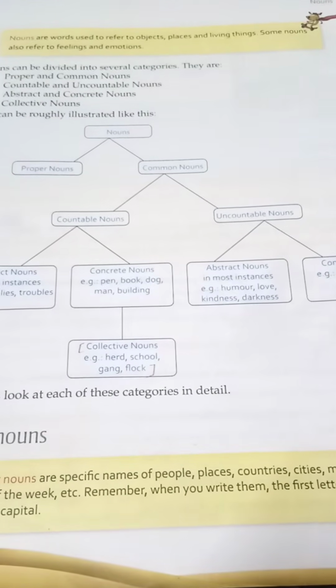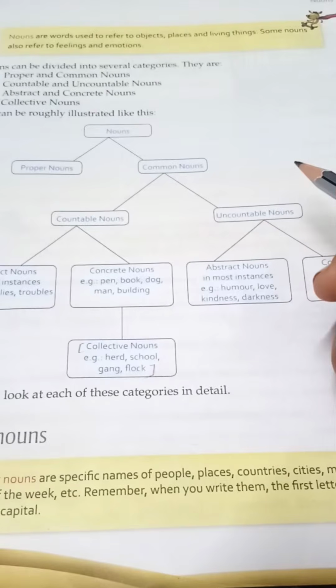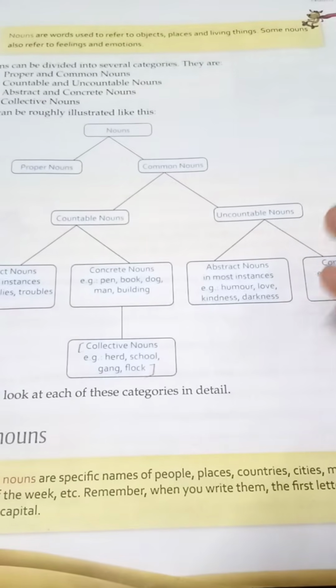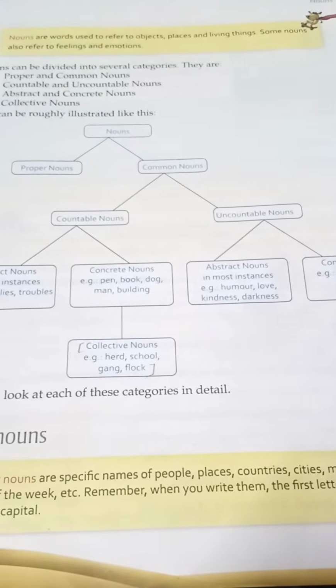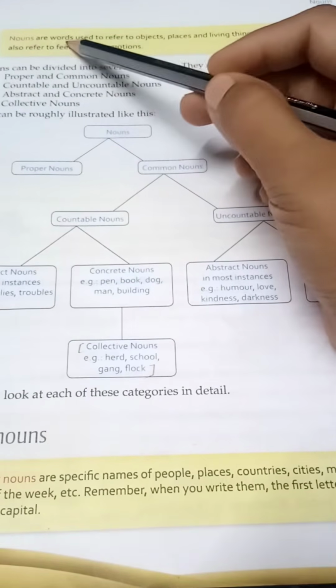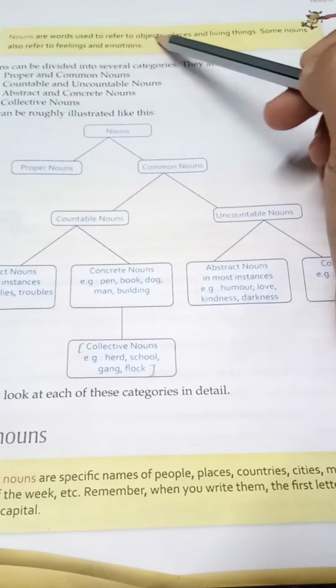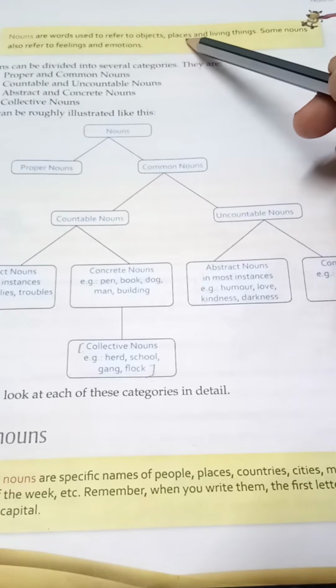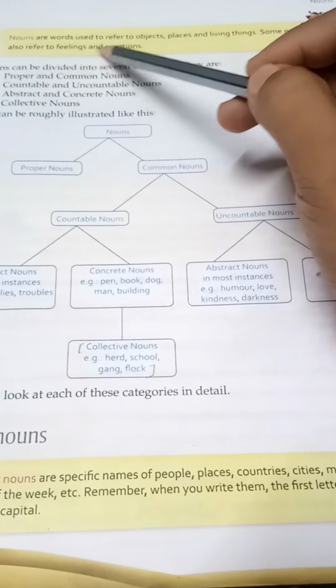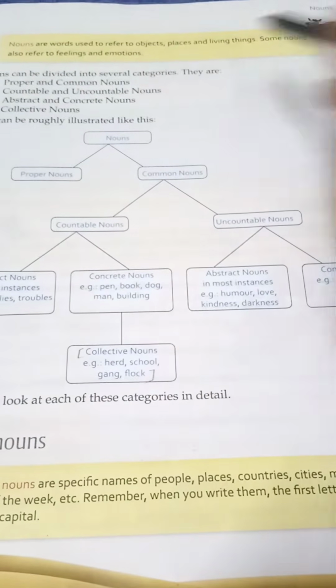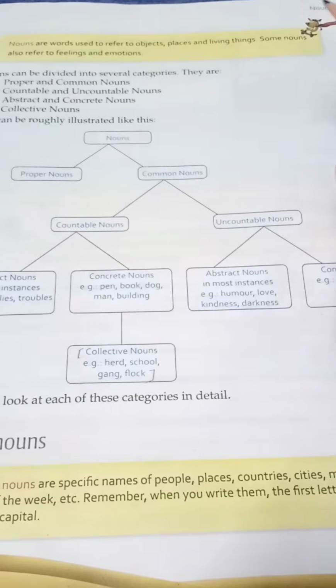So the most basic definition we have studied about noun till date is that a noun is a name of a person, place, animal or a thing, right? But here we have: nouns are words used to refer to objects, places and living things. Some nouns also refer to feelings and emotions. For example, I may write over here.